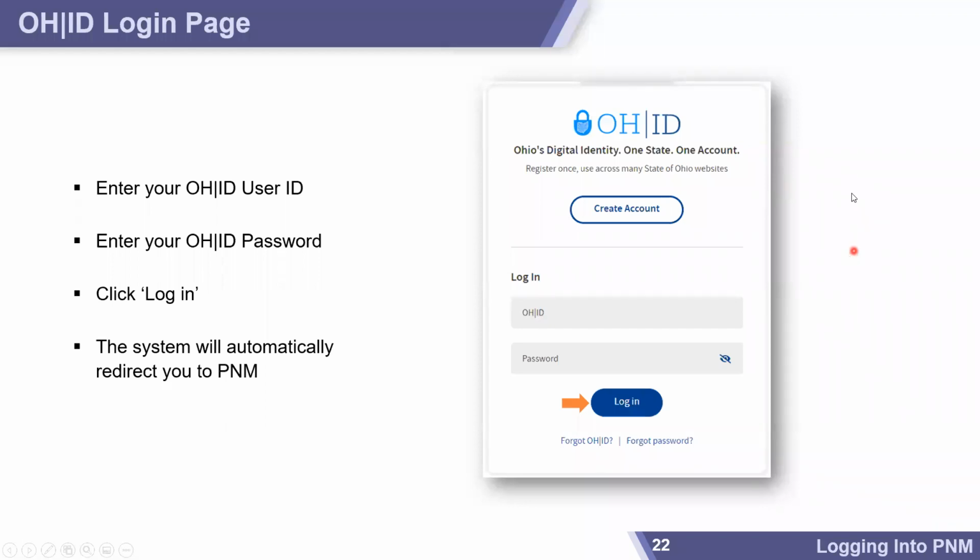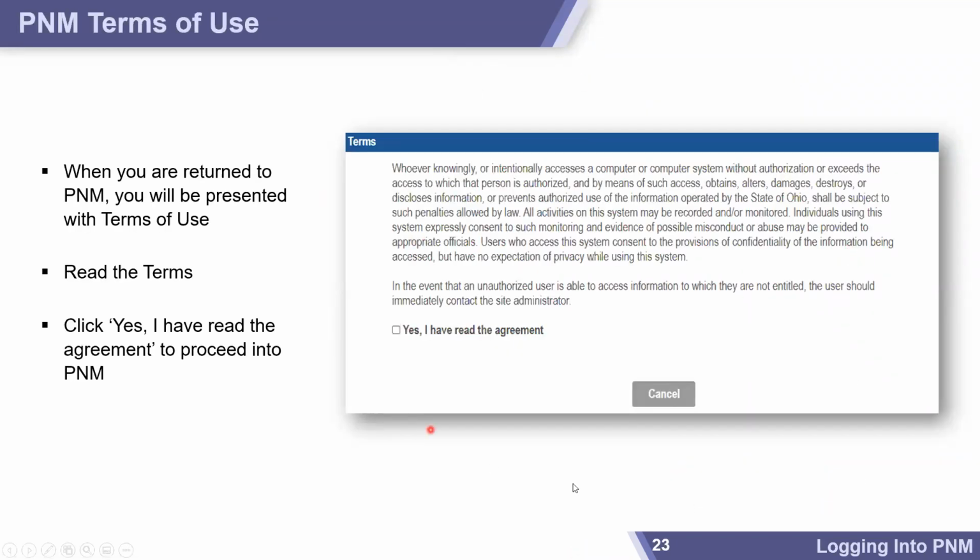And the way that we can confirm that, we get this terms screen. It goes over the terms of use for using P&M. This will pop up every time that you access the P&M system. So unless it calls it out that the terms have changed, they'll remain the same. And to move forward in the process, you can click this button that says, yes, I have read the agreement. I agree to the terms of use for the P&M system.